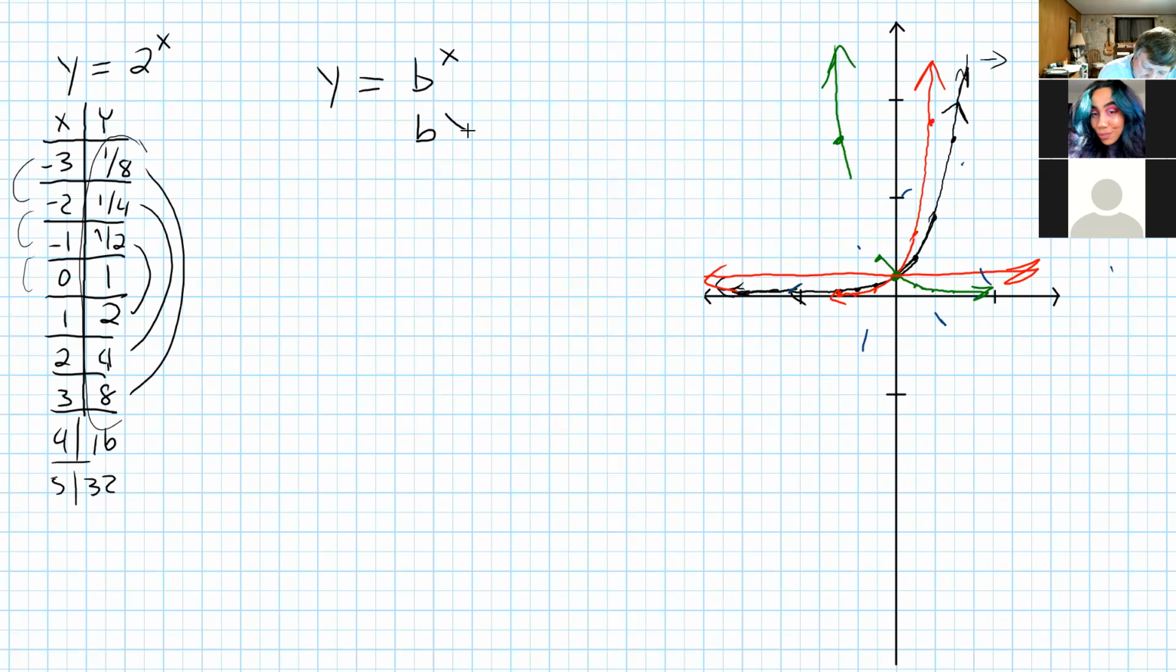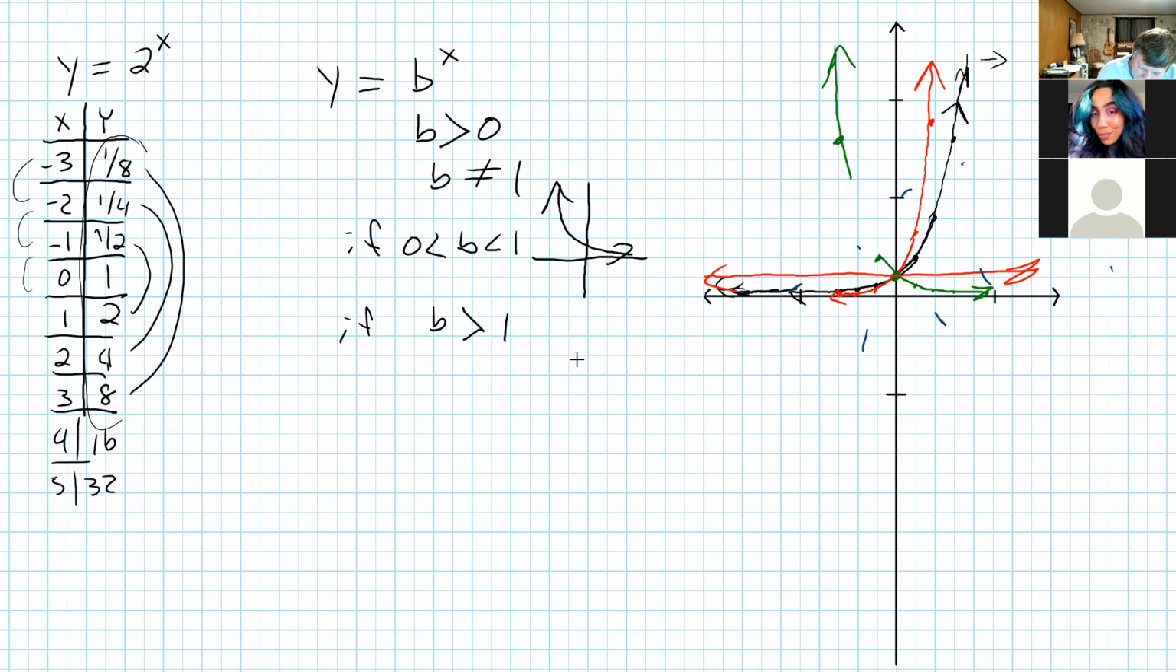B has to be greater than 0. Remember, we had a negative base and that didn't work, but b cannot equal 1 because then it's just a constant function, a straight line, okay? If b is greater than 0 and less than 1, we get a decreasing function. If b is greater than 1, we get an increasing function, okay?